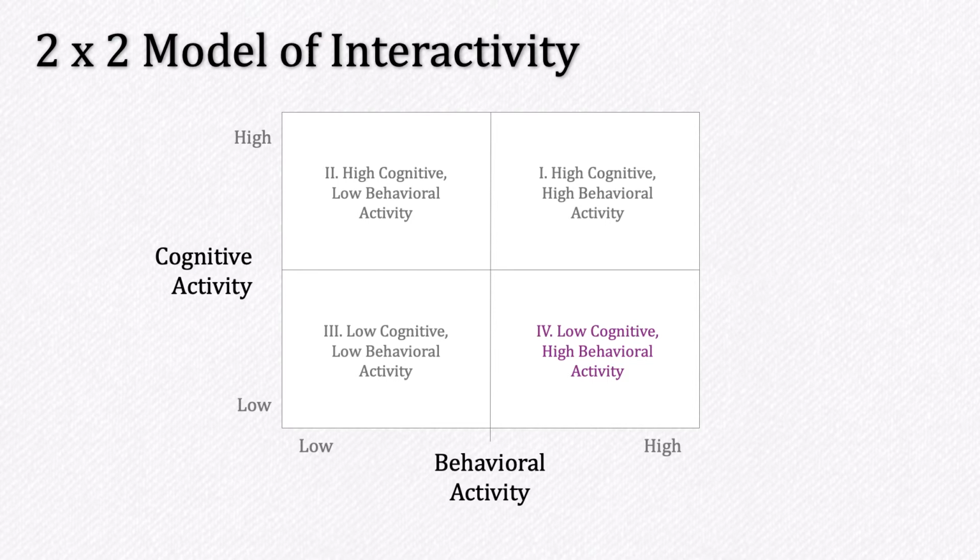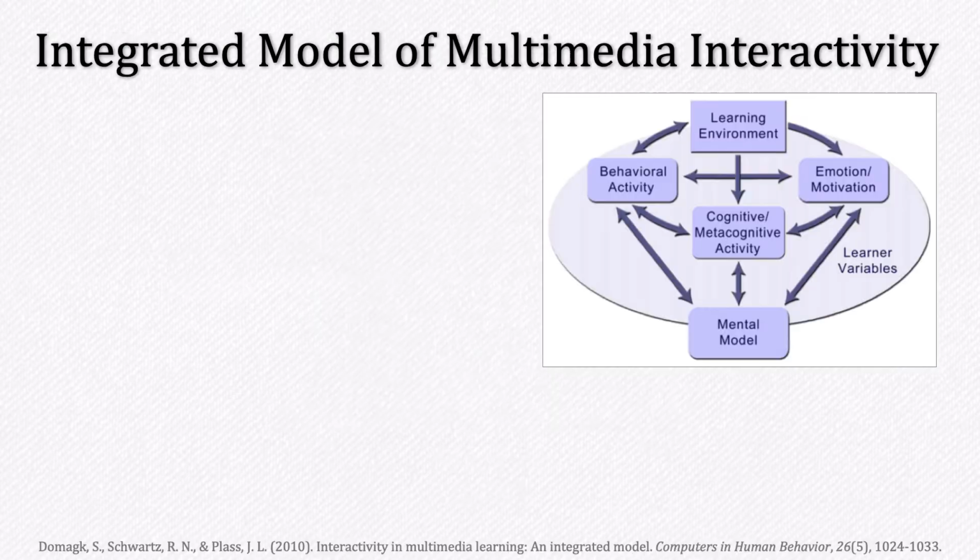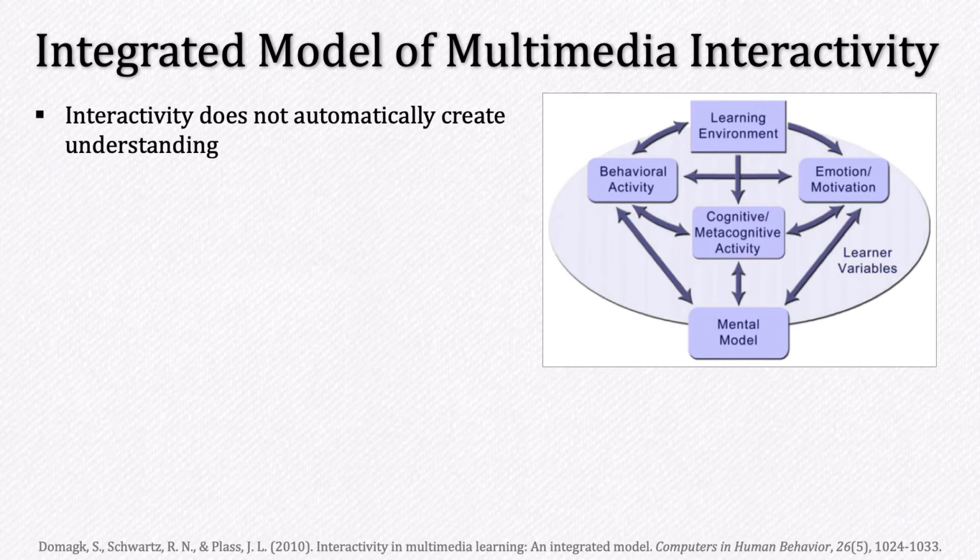They're moving around, they're clicking buttons, they're sliding sliders, but they have no idea what they're doing. In other words, they're doing a lot of stuff behaviorally, but cognitively, they're not very engaged. And so this is a very simplistic way of breaking down different kinds of interactivity or different combinations. Now, in the reading, we learned that interactivity is actually much more complicated. And importantly, the authors argued that interactivity in a multimedia context does not automatically create understanding.